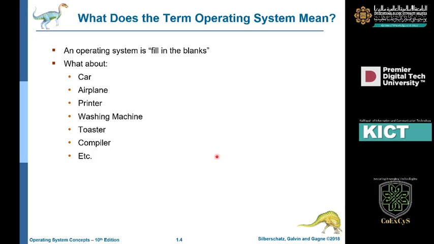But an operating system basically exists in a car, on an airplane, a printer, washing machine, toaster, compiler, on your phone, on your smartwatch, everything that's smart today, Android TV, and various other things actually do have an operating system running on them.